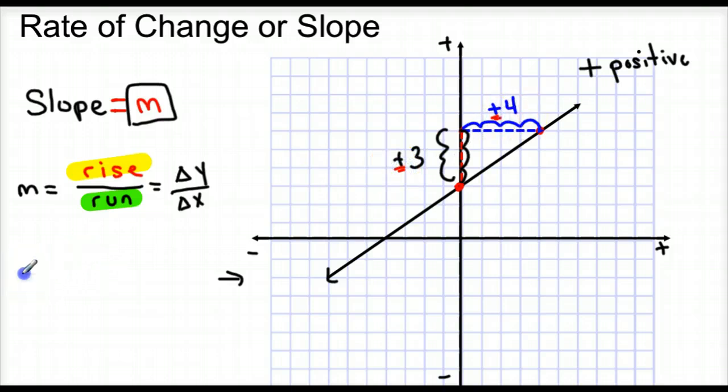So when I indicate my slope, what was my rise? I rose positive 3. And what was my run? I ran to the right, so I ran positive 4. A positive divided by a positive is a positive, so we could just say my slope here is positive 3/4, or just 3/4.